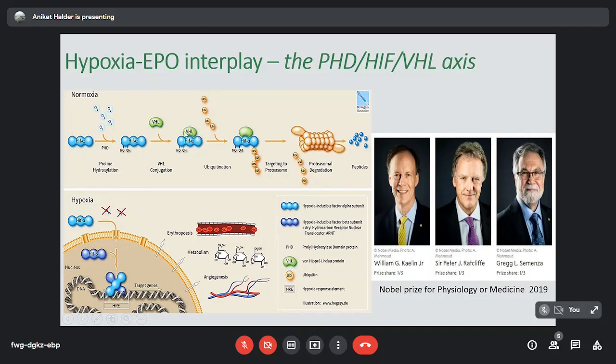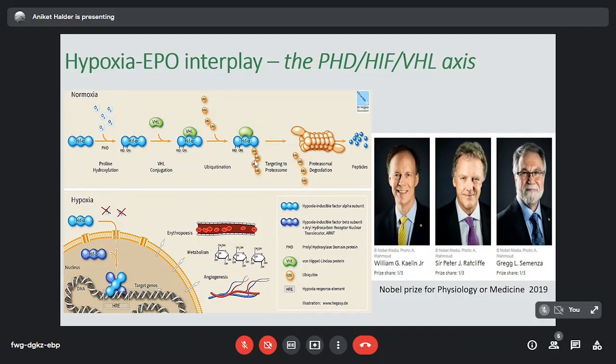So this binding of VHL, or the von Hippel-Lindau protein, is the signal for ubiquitin binding to this HIF alpha and VHL complex. So as ubiquitin binds to this HIF alpha VHL complex, there is abrupt and instant proteasomal degradation, and hence the levels of HIF alpha decrease in the cytoplasm. So in normoxic condition, the levels of HIF alpha in the cytoplasm are always kept under control.